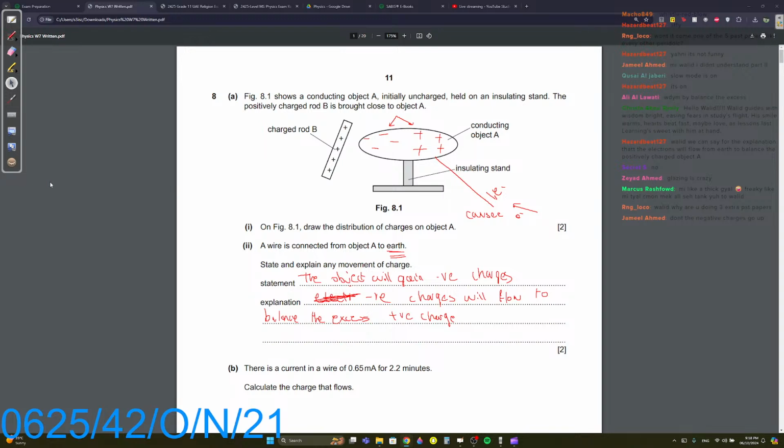Walid, why are you doing 3 extra past papers? I'm doing 3 extra because it was originally 8, not 5. Don't the negative charges go up? Yes, they do. What happens at the end is that the negative charges go up. The negative charges will go out, which causes it to be positive, which causes the negative charges to have to go back up to balance that positive. Okay, part A, we're done.